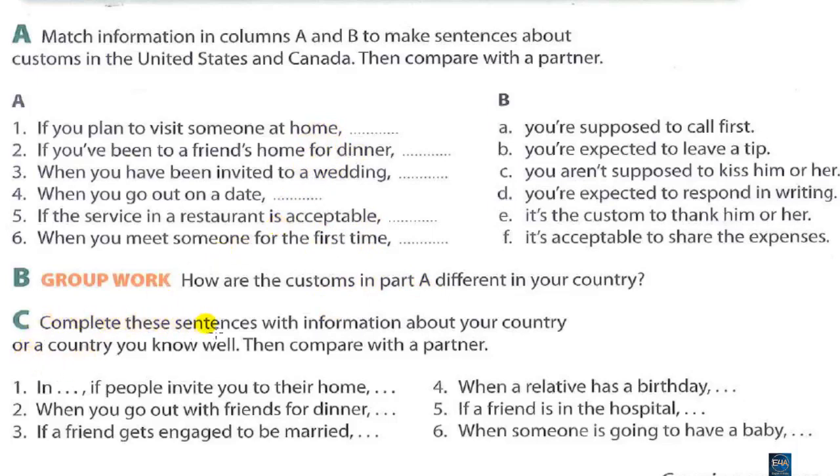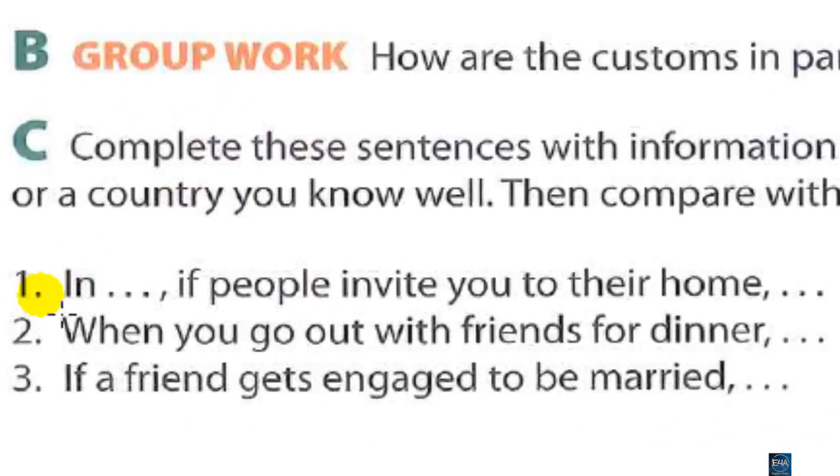Complete the sentences with information about your country or a country you know well, then compare with a partner. In this exercise, you will give information about the country. If people invite you to their home, you tell the class what the custom is. Example: in Saudi Arabia, if people invite you to their home, it's acceptable to thank them. It's acceptable to give them a gift or present. It's acceptable to bring a gift.